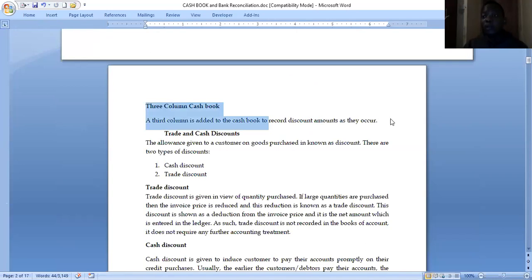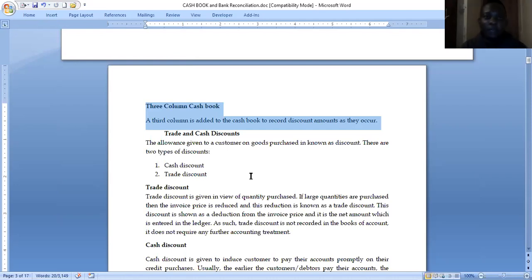You've looked at the 2-column cash book, which has 2 columns. Now you're looking at the 3-column cash book, which has 3 columns: 1 column for the bank, 1 column for cash, and the 3rd column to record discounts as and when they arise. The difference is that a 3-column cash book has an extra column on top of the cash column and the bank column.